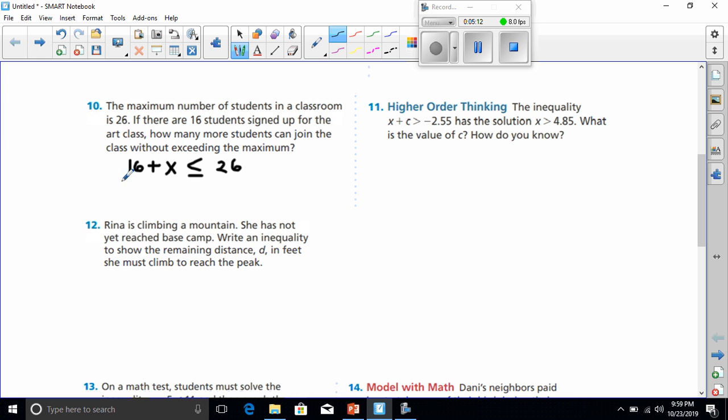Now, to solve this, we'll have to subtract 16 from this side, just like we would an equation. And whatever I do to one side, I do to the other. And 26 minus 16 is 10, which means that x is less than or equal to 10. It doesn't tell us to make a number line, so I don't have to go ahead and make one. Now I'm going to go to number 12.